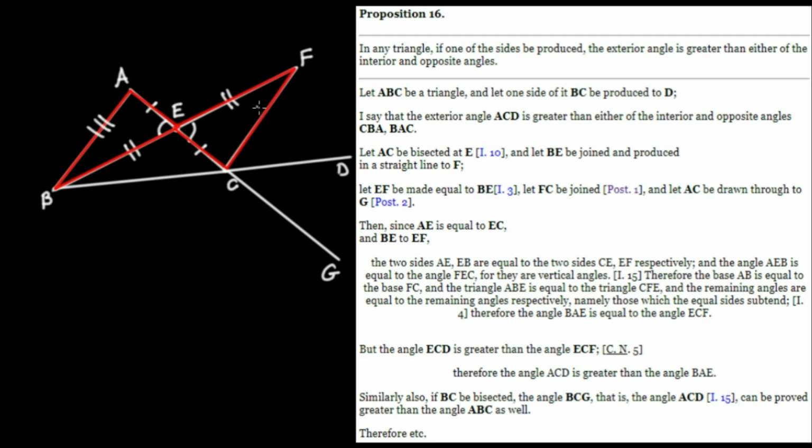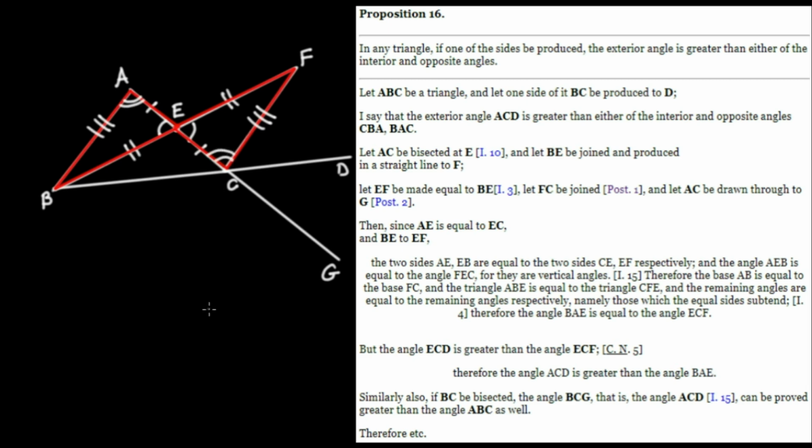We infer that. Remember, this is using proposition number 4, side angle side. And the triangle ABE is equal to the triangle CFE, which we just said, and the remaining angles are equal to the remaining angles respectively, namely those which the equal sides subtend, which is just reiterating proposition 4. Therefore, the angle BAE, where's BAE? That's over here.